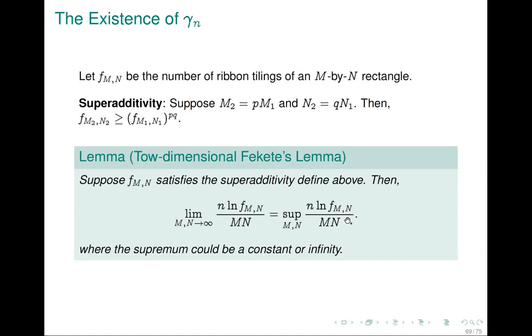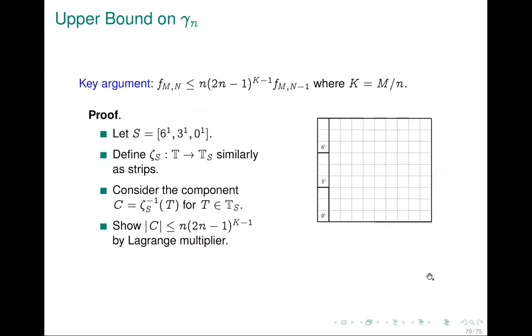We can use a very loose upper bound to bound it, and immediately we get that this limit exists. So gamma n exists, and to show its upper bound, the key argument goes this way.